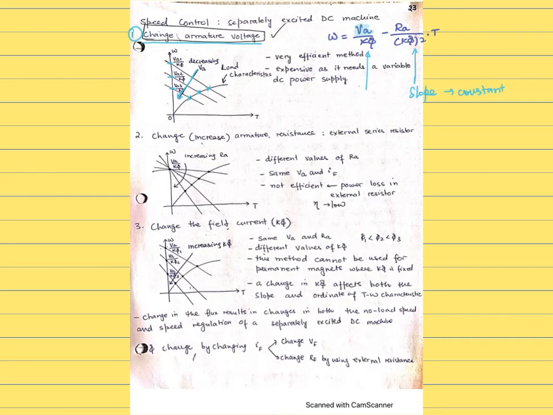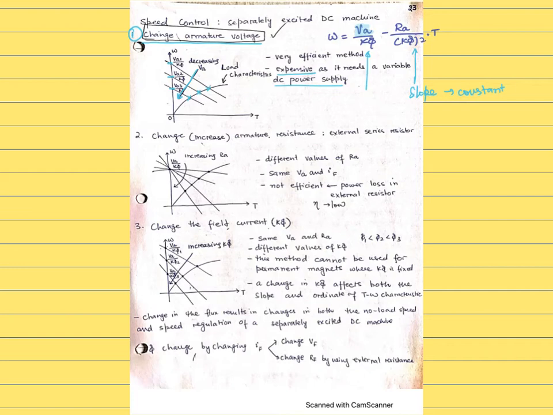But at the same time, how will we implement this, because we want VA to have different values? So far we saw that the power supply feeding the armature is a fixed power supply source. Let's say you have a 12 volt battery as an example, feeding a very small motor. In order to implement this armature voltage control, we need a variable supply, and that's a very expensive method. So it's efficient, but at the same time it is an expensive method.